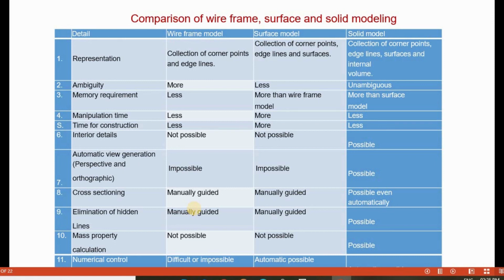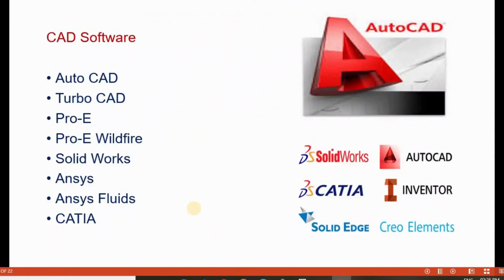As for numerical control, it is difficult in the wireframe model and possible to some extent in the surface model, but it is completely possible in solid modeling. There is various software used for designing in solid modeling. For two-dimensional, we can have AutoCAD and TurboCAD. For three-dimensional solid modeling, we can have Pro-E, Wildfire, and SolidWorks. In this software, we can create and construct the solid model image or object. For analysis of solid models, we can have ANSYS Fluent and CATIA.